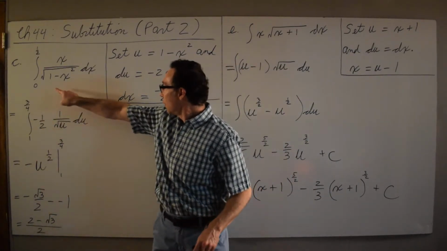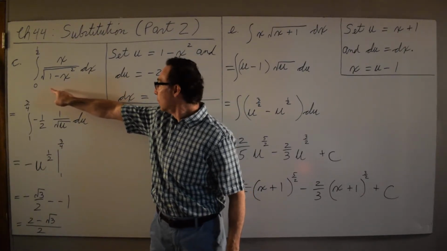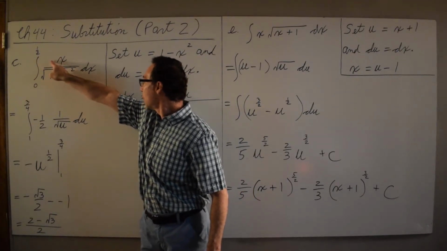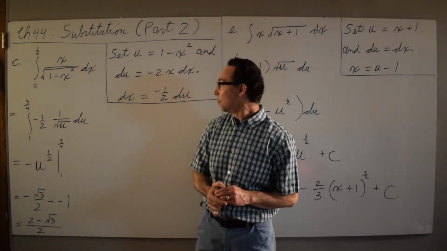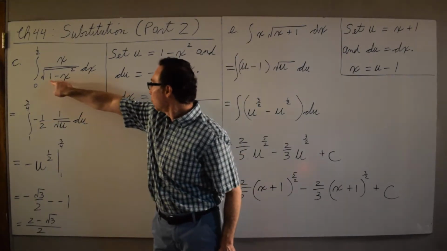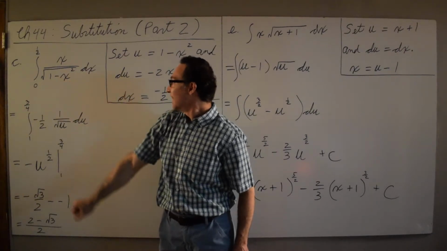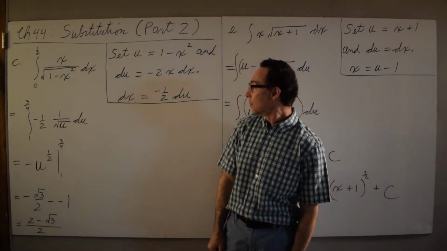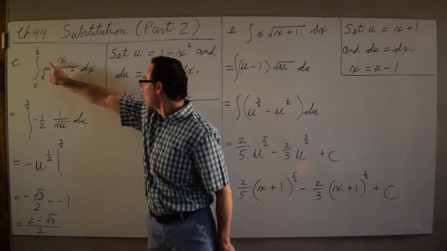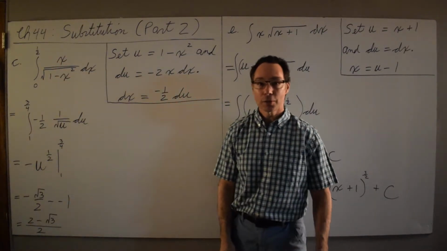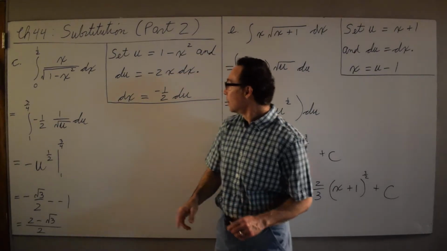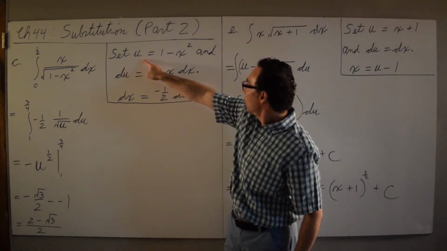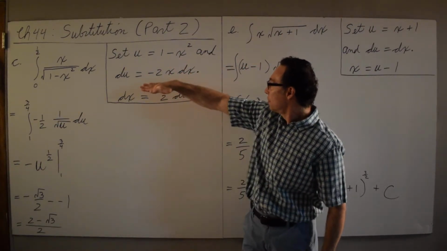And so here we have another definite integral from 0 to 1/2 of x divided by the square root of 1 minus x squared. The derivative of 1 minus x squared is negative 2x. Negative 2x is an integer multiple of x, so this is a good indication that we want to use substitution. So we'll set u equal to 1 minus x squared.